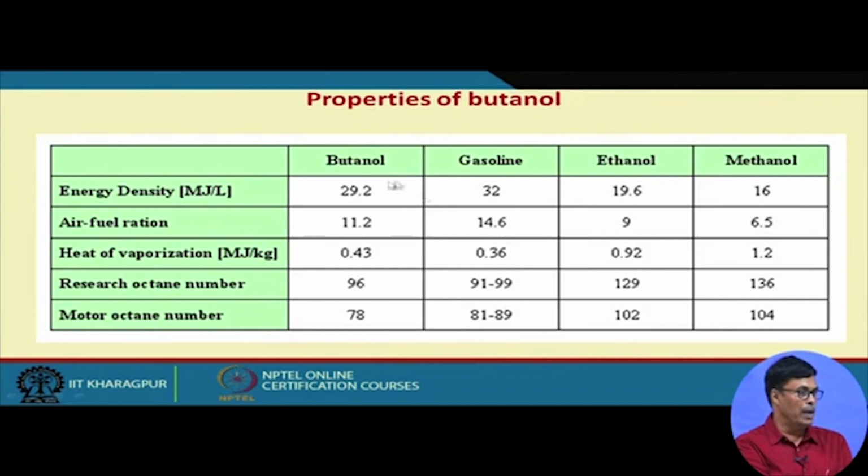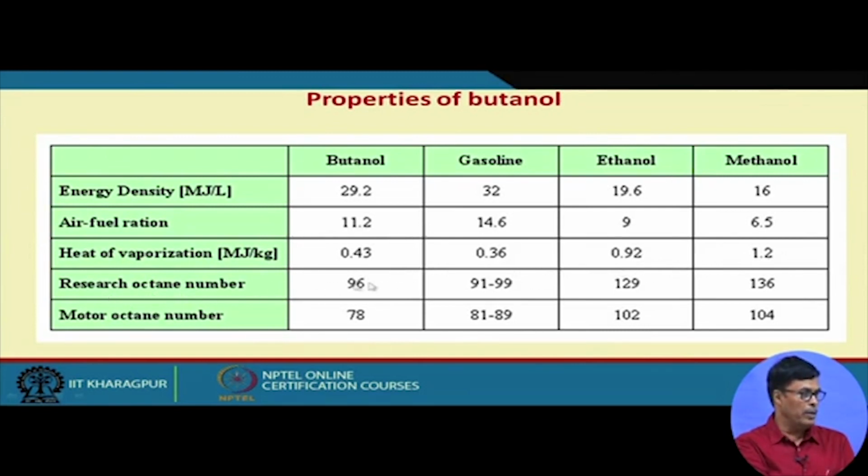Now, for butanol, we make a comparative study of how its characteristics differ from other fuels like gasoline, ethanol, and methanol. The energy density, as I pointed out, is very close to gasoline. Then the air fuel ratio is also close to gasoline, and the heat of vaporization is also close to gasoline. If you compare with ethanol and methanol, their heat of vaporization is quite high.